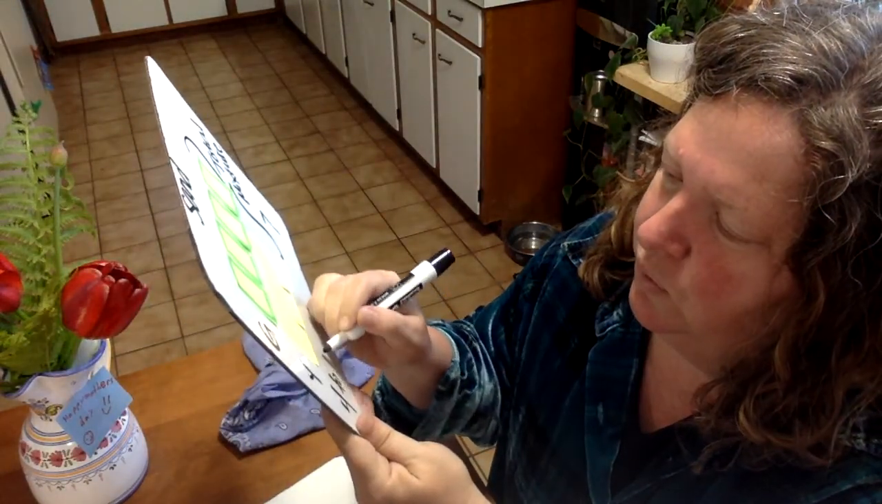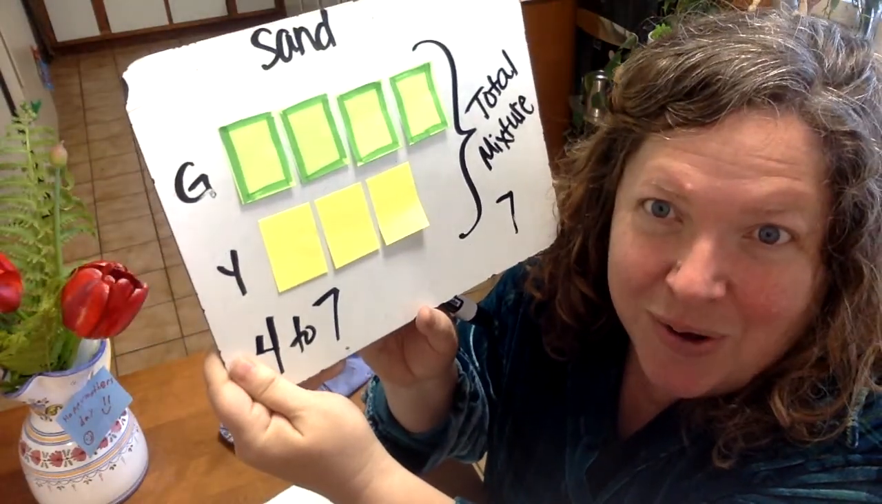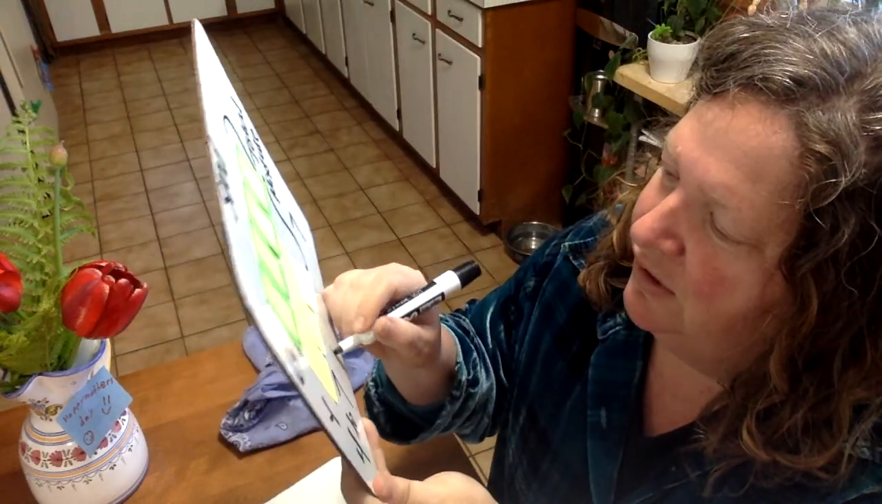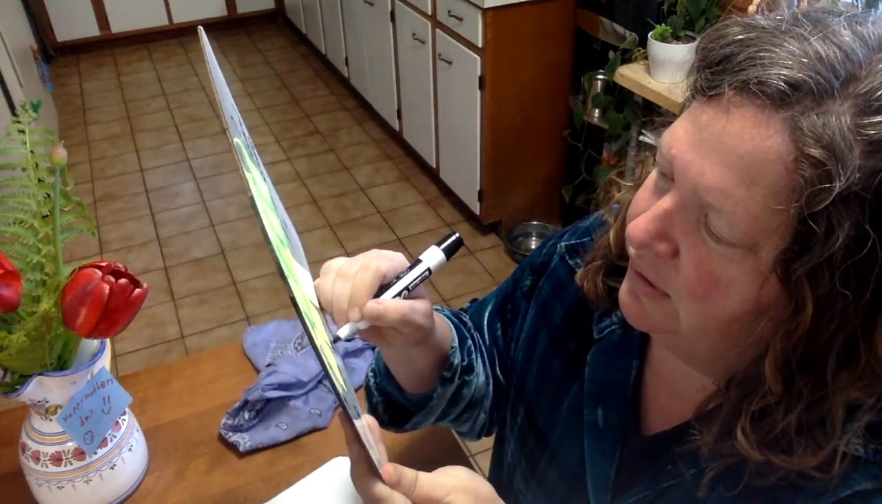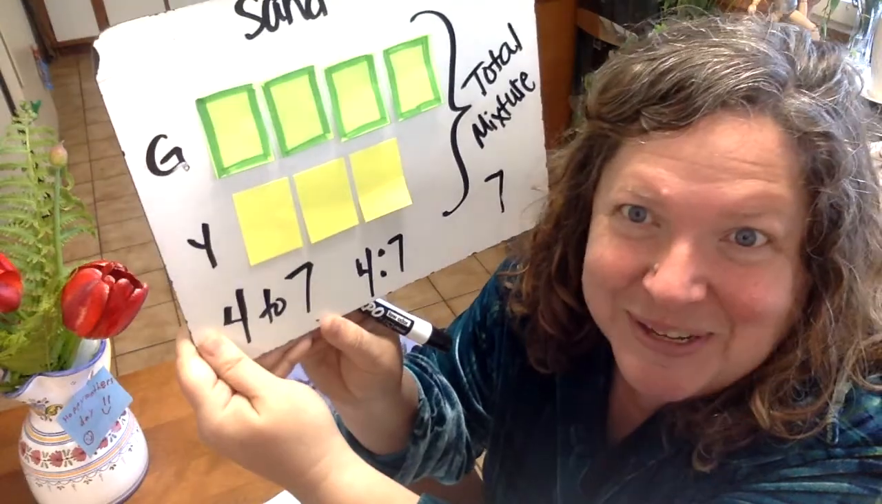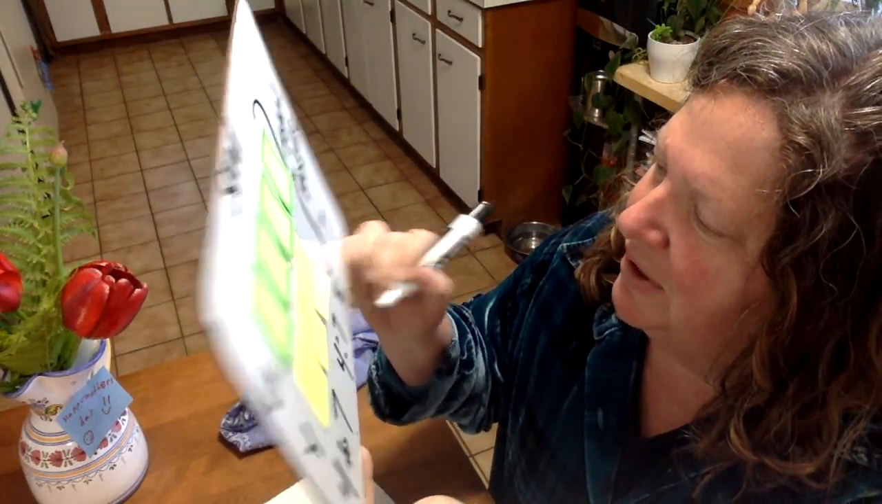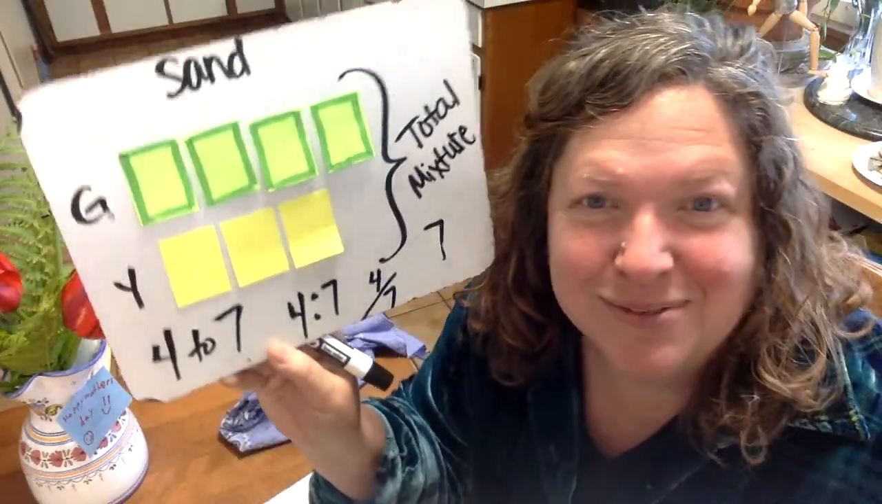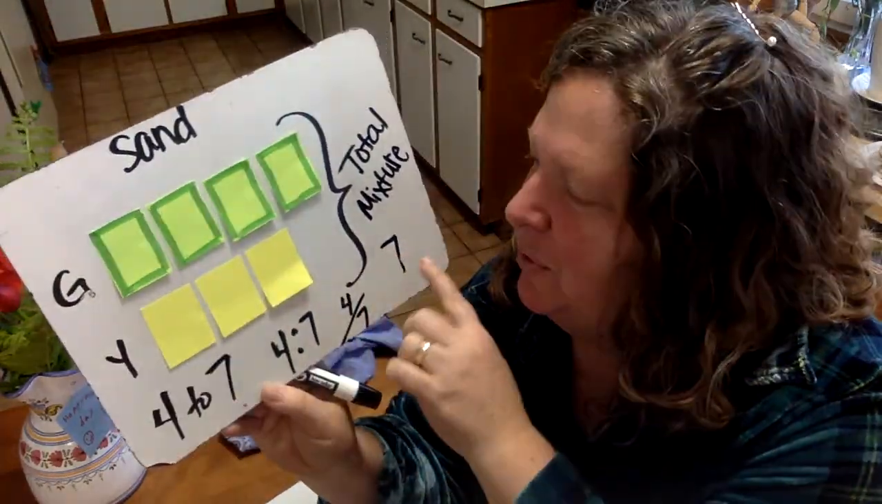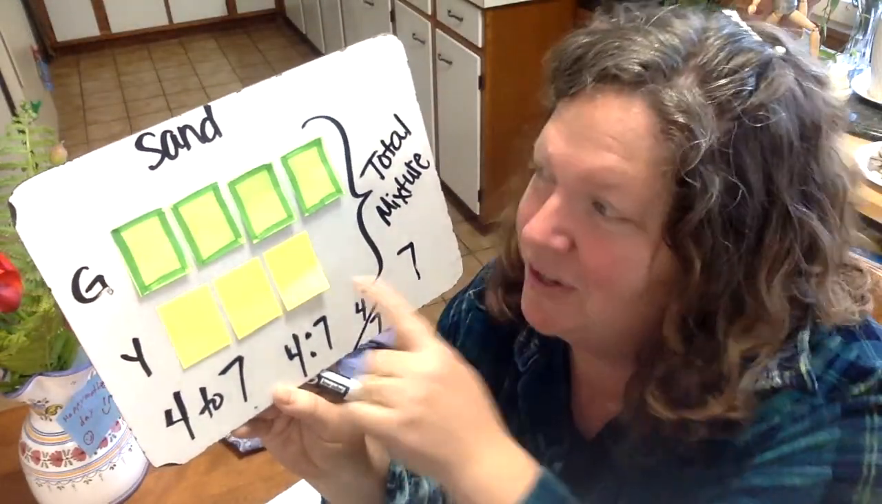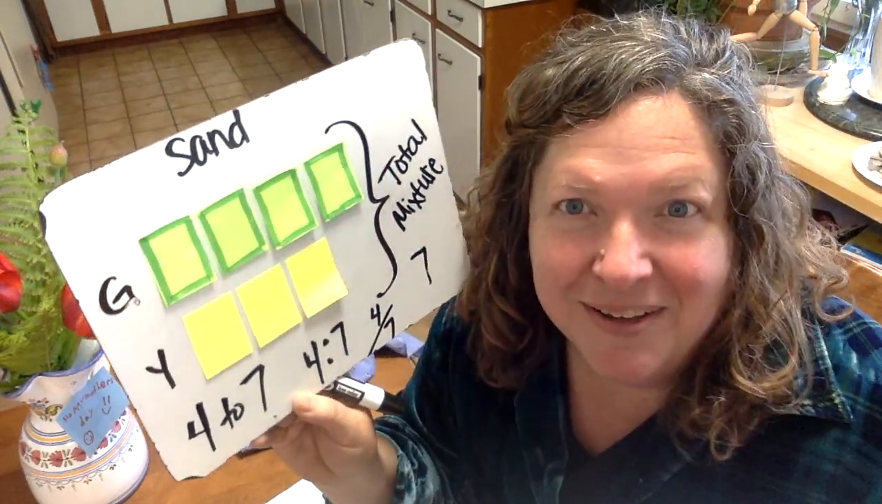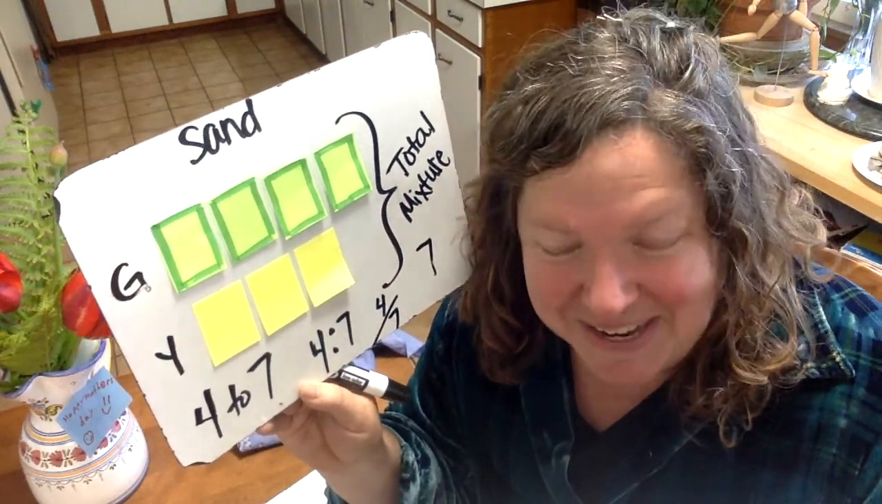4 to 7, 4 colon 7, and then of course 4 out of 7 as a fraction. So for every 7 parts of the mixture, there are 4 parts of green sand.